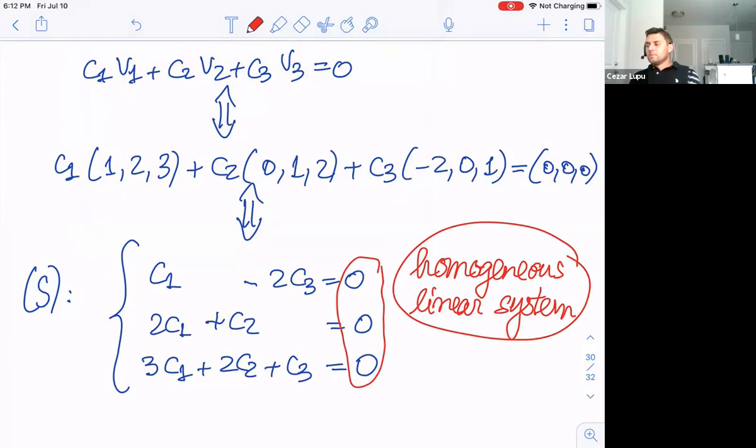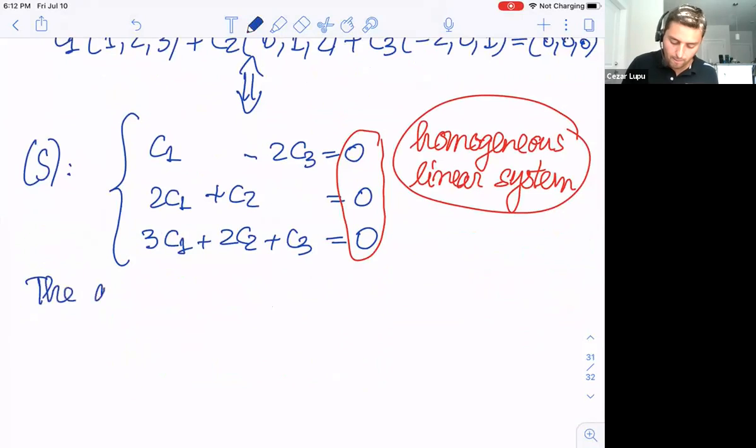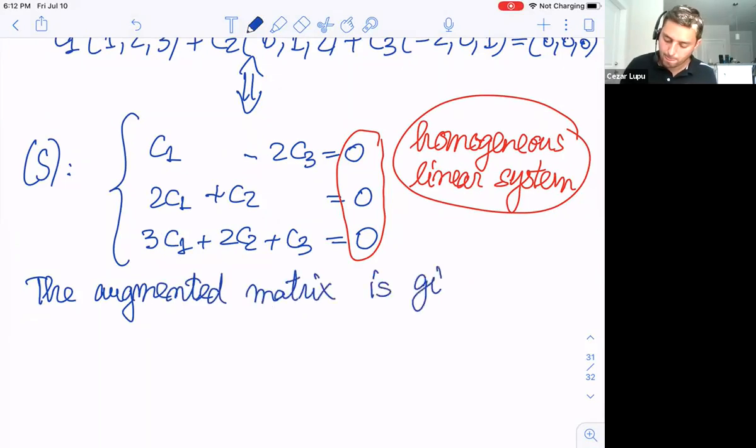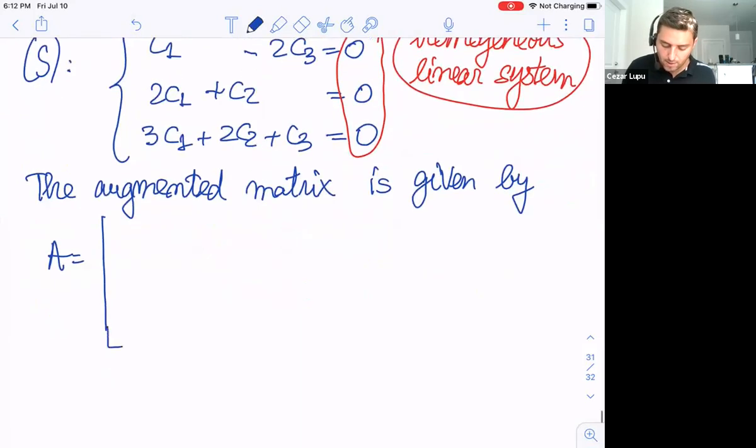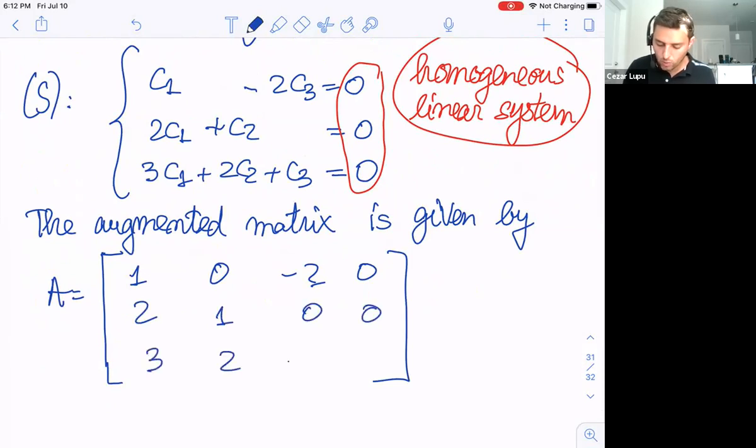Well, you can do the same thing. You can write the augmented matrix. The augmented matrix is given by the following. So let's write it. Let's denote it by A. This time let me write it. So it will be 1, 0, negative 2, 0, 2, 1, 0, 0, 3, 2, 1, 0. Okay, so this is the augmented matrix.